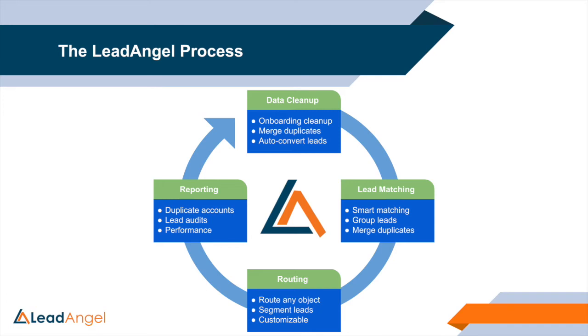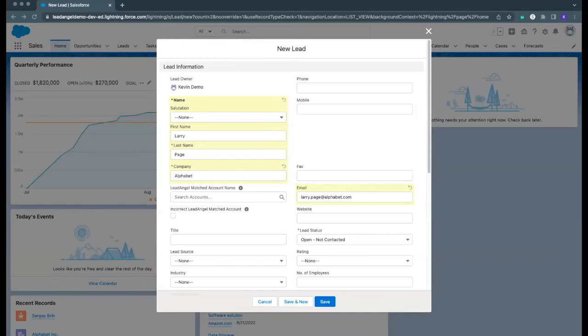So that was a quick summary of the data cleanup, which will primarily be done during your implementation. To keep the data clean going forward, we'll move on to step 2, which is data matching. With LeadAngel, when a new lead comes in, we're going to compare that lead's information with existing accounts already in your CRM to see if there's a match. Let me show you a quick example.